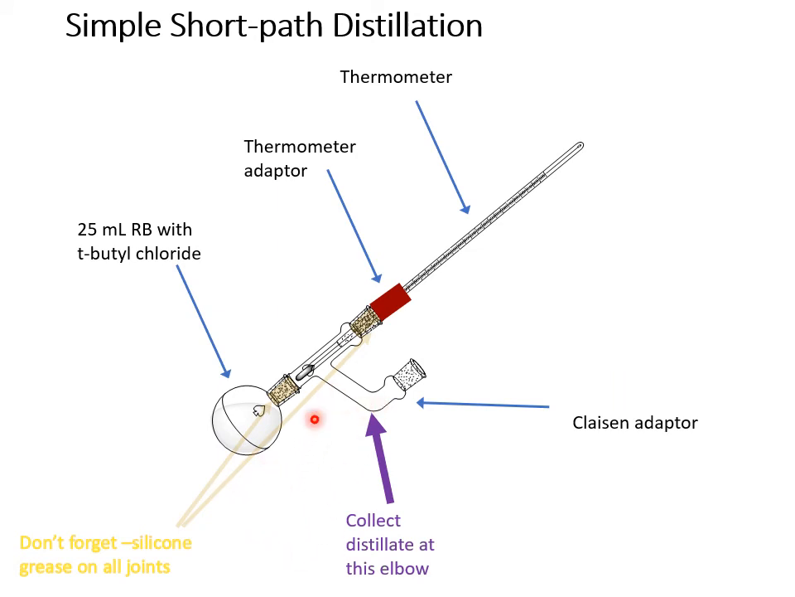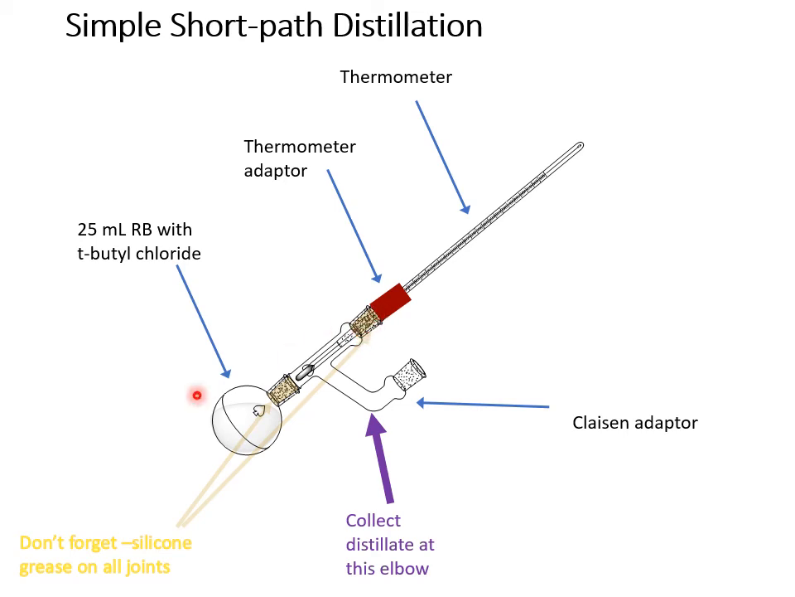And here you see another image of this short path distillation, a slightly clearer image. You have here your thermometer, with the thermometer adapter attached to this tube right here with the elbow. I know this looks like a cork, but it's not. It's actually open to the air. This is what's known as a Claisen adapter. You have your 25 ml round bottom flask.